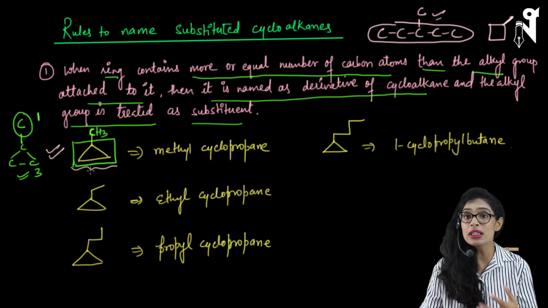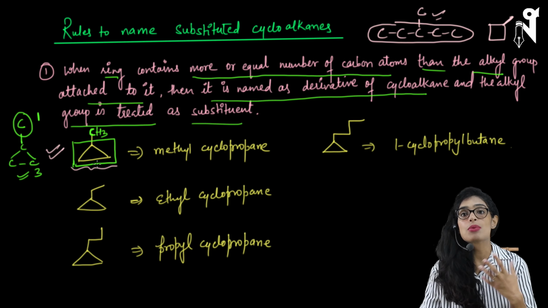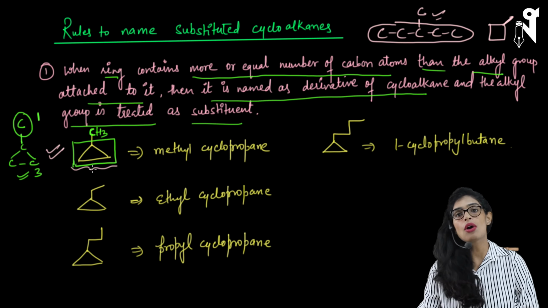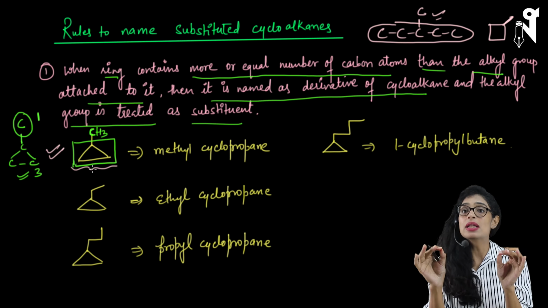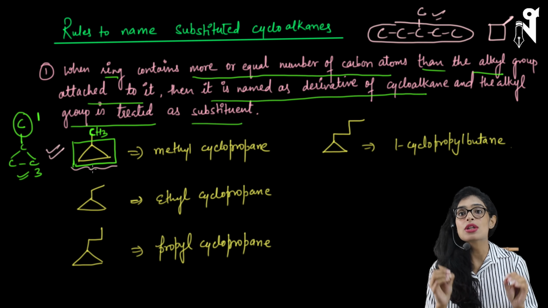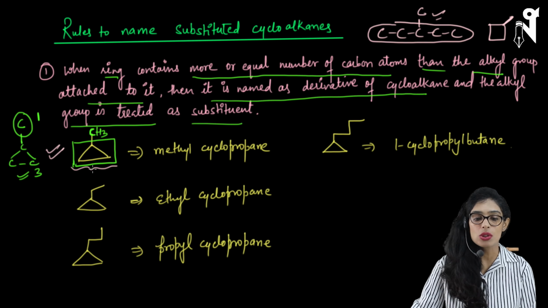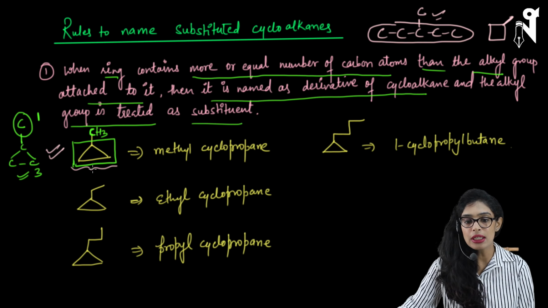We also have learned that we have to name the branches in the beginning of the name. So basically, cyclo is the primary prefix and the branch name is the secondary prefix. So the name will be this way: you will be writing secondary prefix plus primary prefix.